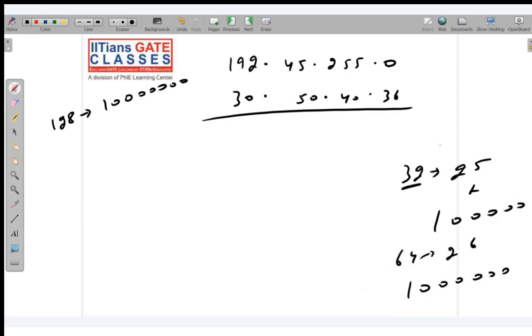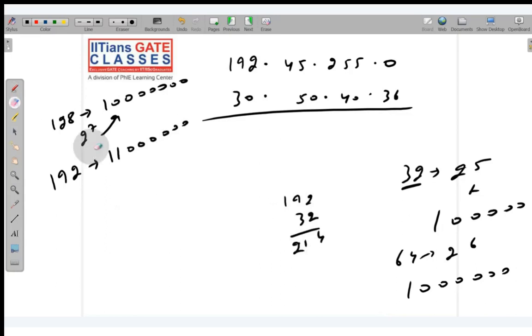Okay, 128 is 2 power 7. 2 power 7 means 1 followed by 7 zeros. That's it. Shortcut. Okay, and next is 192. 192 is 128 plus 64. 128 plus 64, that means first two ones, then 1 2 3 4 5 6 zeros. And the next number is plus 32. 192 plus 32 will be 224. 224 is another beautiful number which you should remember.